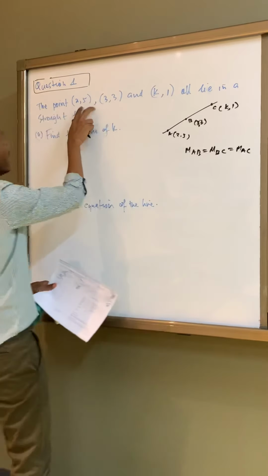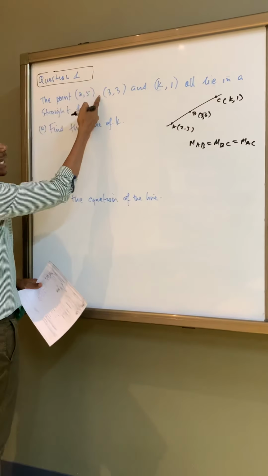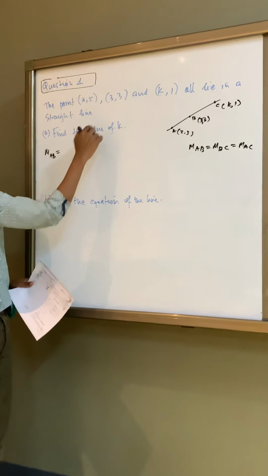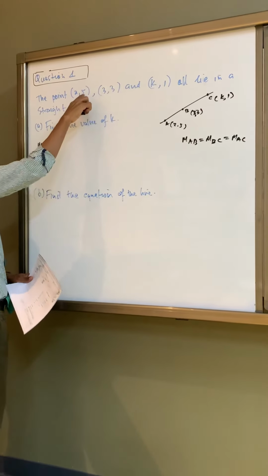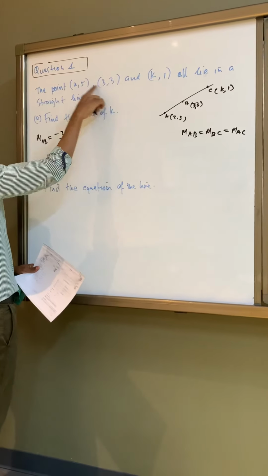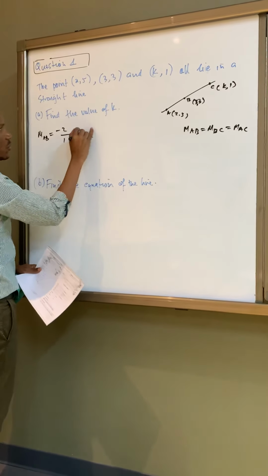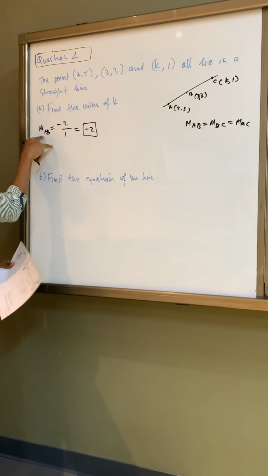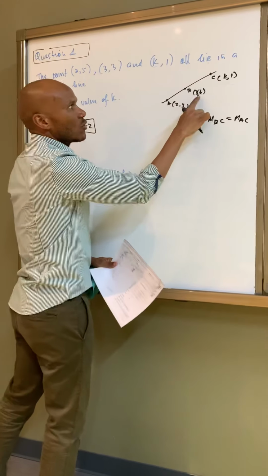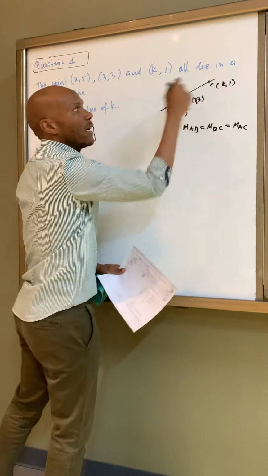So first of all, what is the gradient of AB? Suppose this is A and that's B. So what would be the gradient there? The gradient of AB will be (3 minus 5) over (3 minus 2), which is minus 2 over 1, so minus 2. So that is my gradient. I know that the gradient of AB between these two is minus 2. So I can say what is my gradient of BC, so I can find my k.